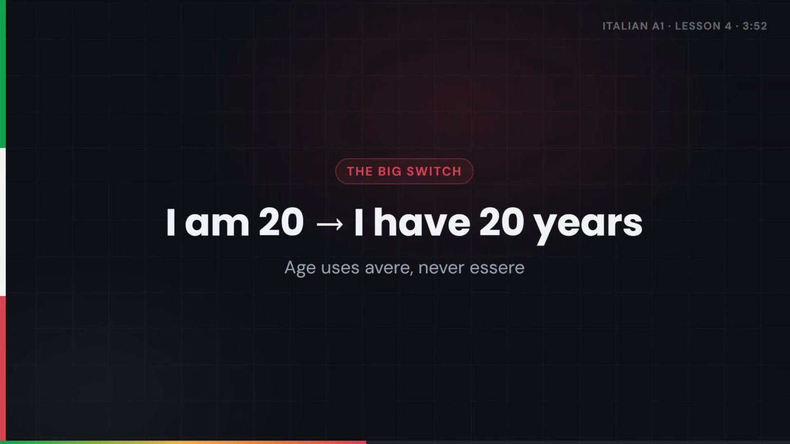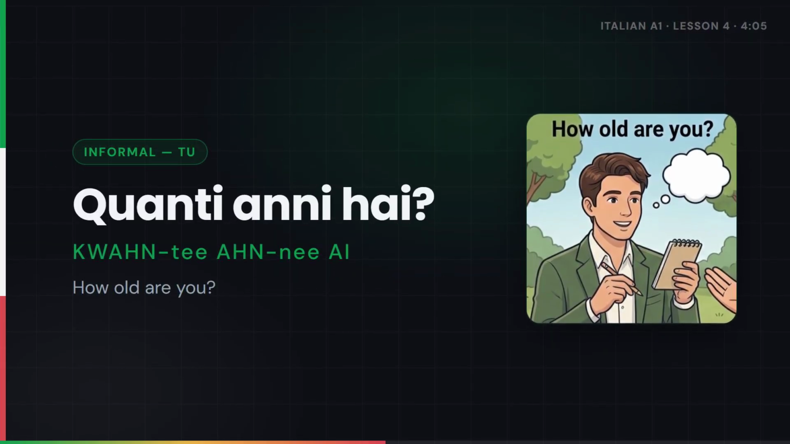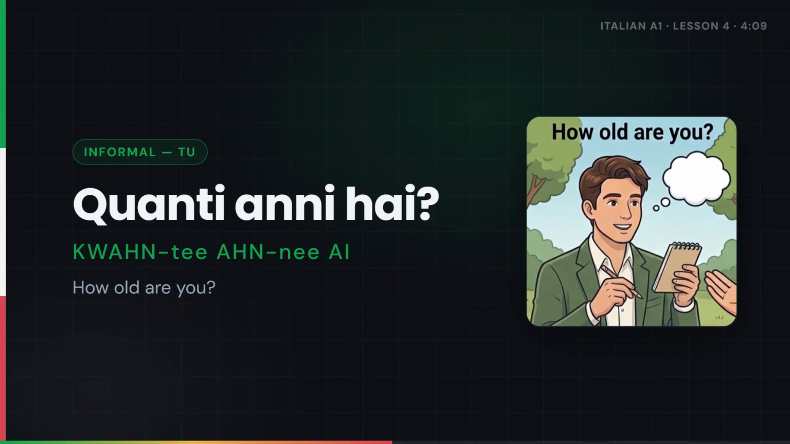Here is the part that feels wrong for about a week. In English, you're 20. In Italian, you have 20 years. The verb is avere, not essere. So the question sounds like this. Literally, how many years do you have? Quanti anni hai?